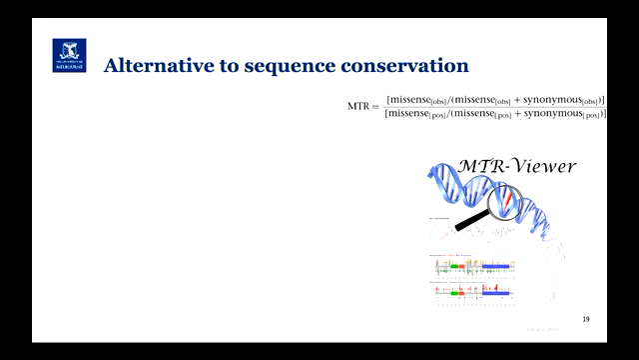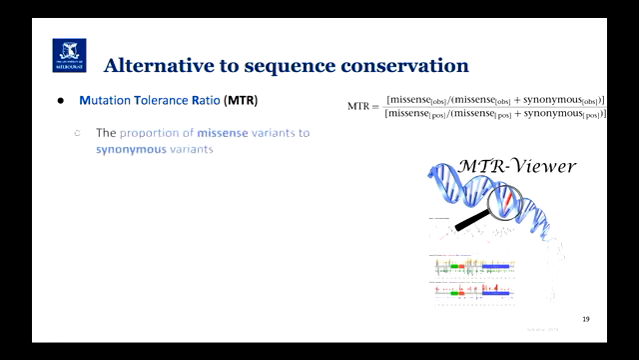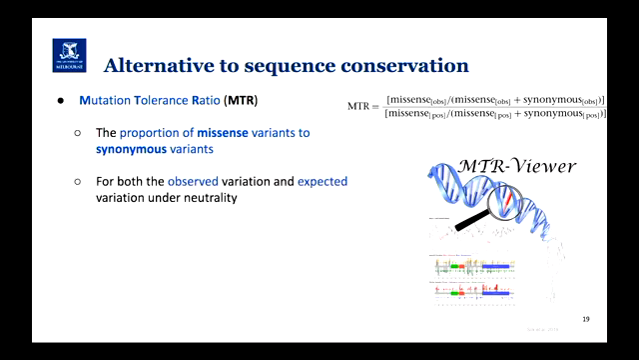An alternative to using sequence conservation is a new concept proposed in 2017, which is tolerance. Instead of asking the question, is this position conserved across evolution, it looks at the population and asks whether this position accepts missense mutations or not. This is called the missense tolerance ratio, or MTR. It's basically looking at the proportion of missense variants in relation to the proportion of synonymous variants, for both observed and expected variation under neutrality, considering synonymous and non-synonymous have the same likelihood of appearing.